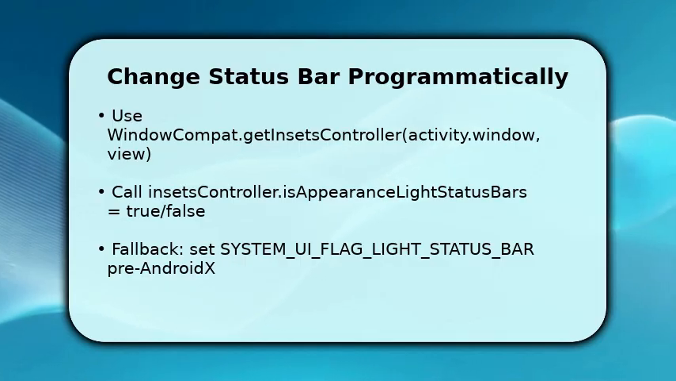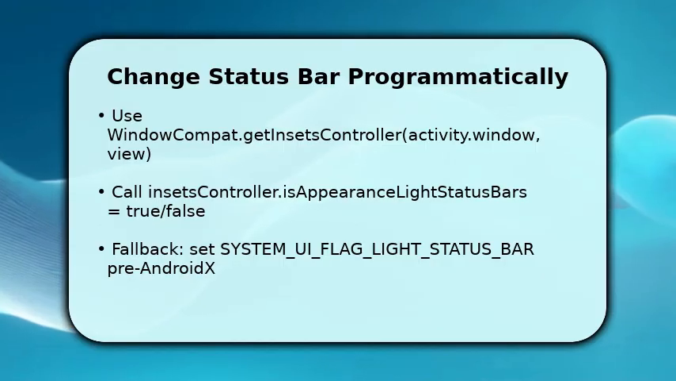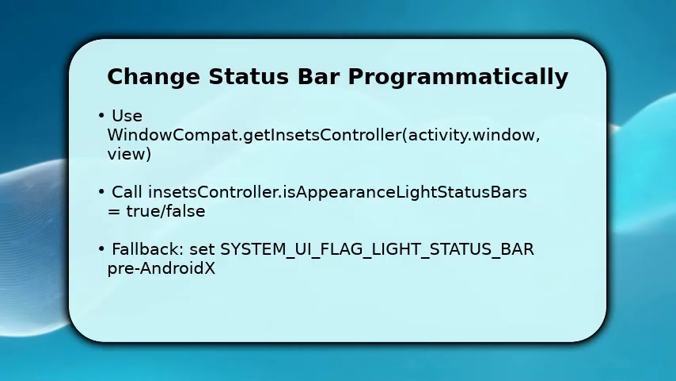First, retrieve the controller with WindowCompat.getInsetsController(window, window.decorView), then set isAppearanceLightStatusBars to true for dark icons or false for light icons. This flips the icon contrast. If you need a smooth transition, animate the status bar color alongside the change.